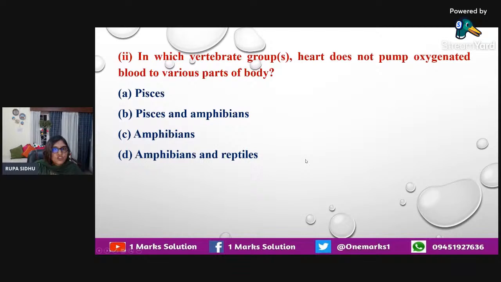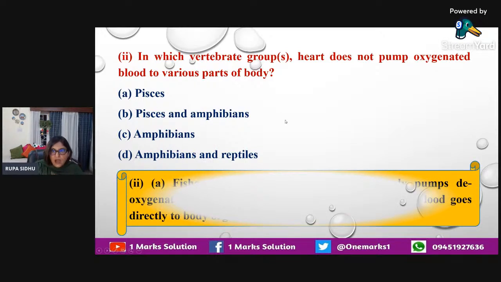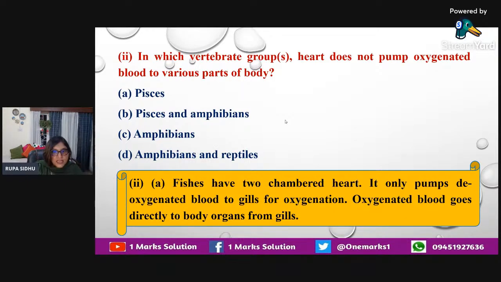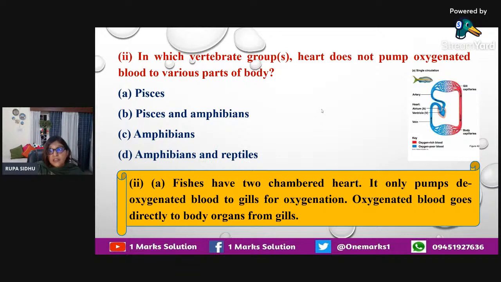Now, the correct option here is Pisces. It happens in fishes because the fishes have only two-chambered heart. It only pumps deoxygenated blood to gills for oxygenation. After the blood is oxygenated in the gills, it does not come back to the heart. It is directly going to all the body organs. Okay, so that is why the heart of fishes is also called a venous heart.